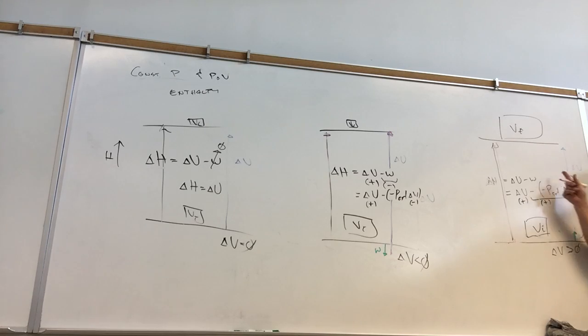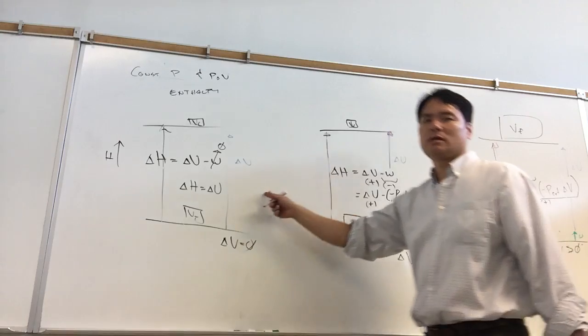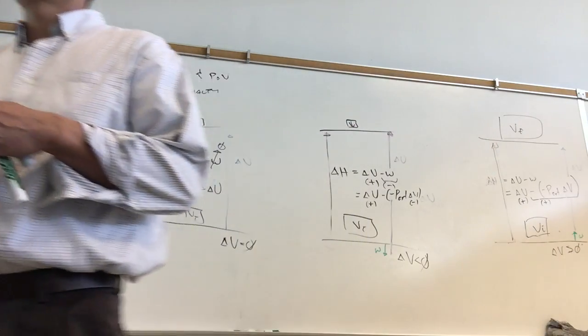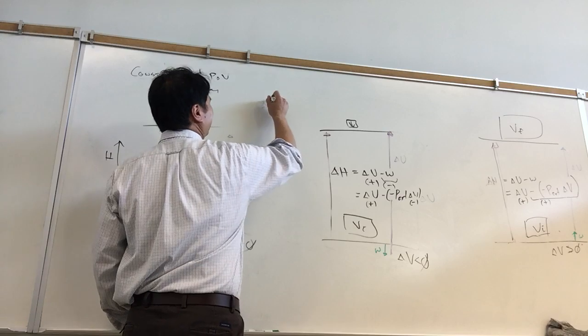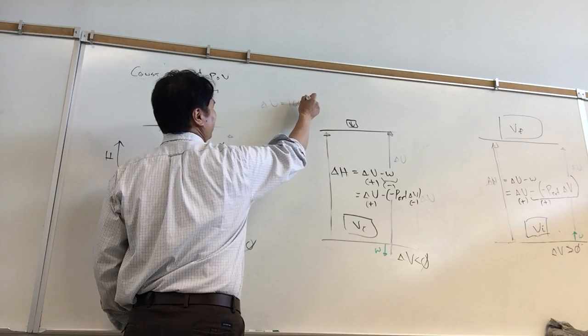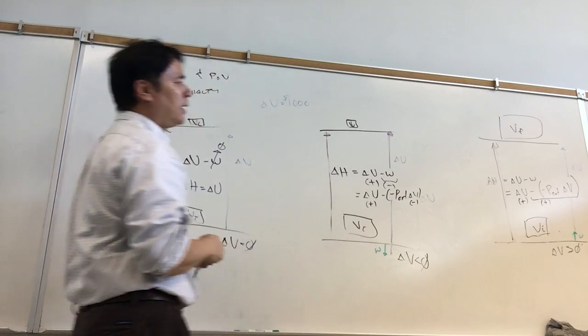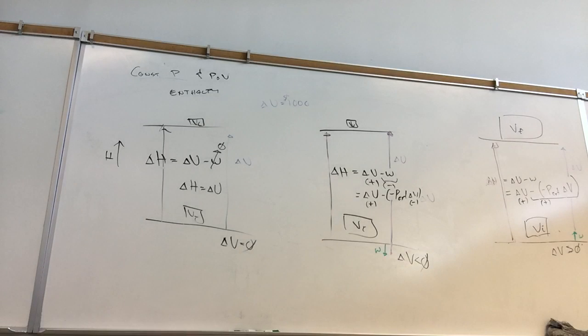And so delta U is 1,000 here. Let's say delta U is $1,000, something like that. So then try to visualize it. Delta H is the net you have to spend for this reaction to happen. All right, does that make sense?